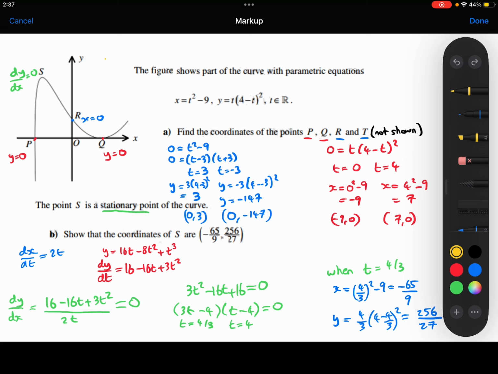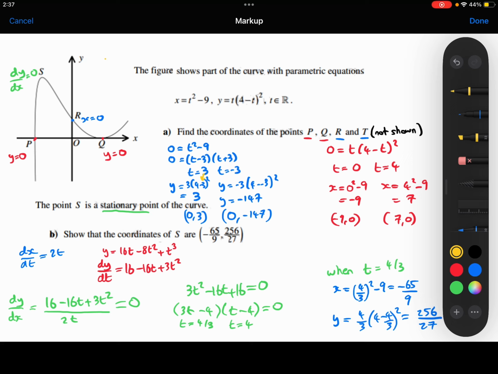So I've taken my x equation here and I've made that equal to 0. And then I've factorised and solved that to find that that's going to be when t is 3 or t is minus 3. I have then plugged those values into the y equation to work out what the y coordinates are at those points. So when I plug t is 3 in, I get 3 times 4 minus 3 all squared. So that's 3 times 1 squared, which is 3. So that's the coordinates 0, 3.